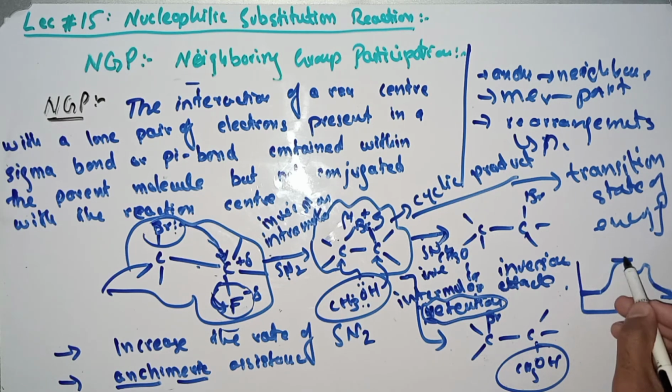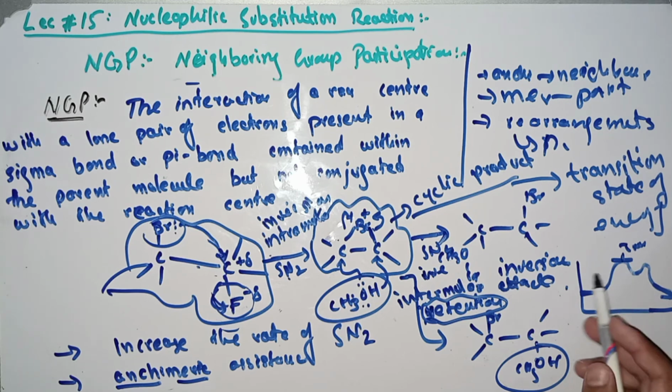So in the first step it is the transition state. This is the peak point of the energy where the energy increases too much. I hope this point will be cleared. The energy of the transition state will be very high, at the peak point of the energy profile diagram.